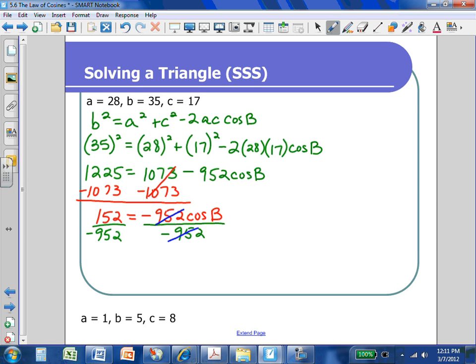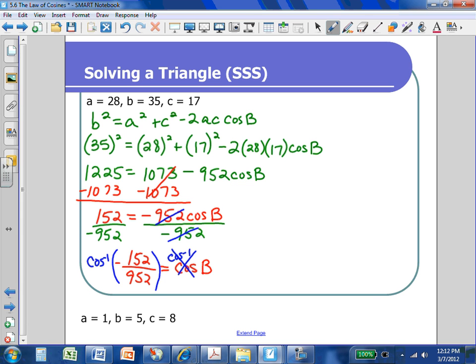I'm just going to rewrite this so you see it beforehand. I have 152 over 952, and that's negative. That's equal to the cosine of B. Now, in order for me to solve for angle B, I have to take the inverse cosine of both sides. And by taking the inverse cosine on the right-hand side, I'm going to get angle B all by itself.